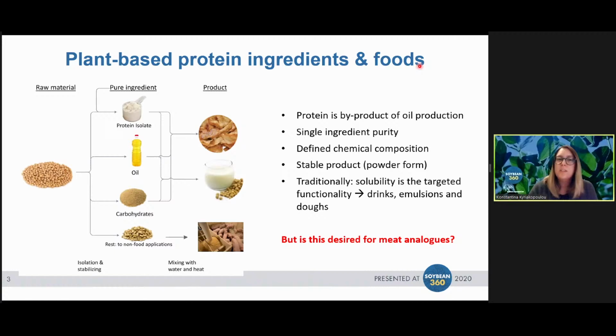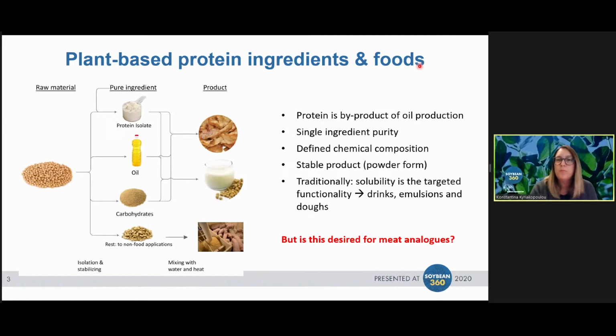So at the end, you have pure ingredients with defined chemical composition that are stable products, and they also have quite broad functionality. For example, they are quite soluble, or they have desired functionality to be applied in multiple products. And what we actually see is that these pure ingredients are mixed together to produce new plant-based products like meat analogs and to achieve the desired structure. But through this refining process, a big amount of these ingredients is actually ending up in non-food applications, for example, animal feed. So this made us think, do we actually need these really refined ingredients, and is this desirable for meat analogs?